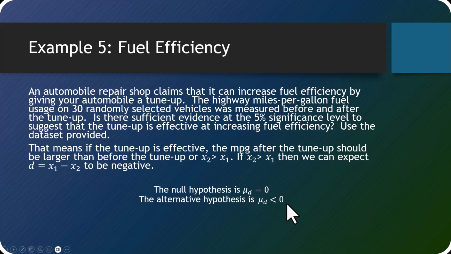than 0. And again, if I had changed this orientation, if I had made d equal to x2 minus x1, then my alternative hypothesis would have been mu d greater than 0. So the alternative hypothesis, it all depends on how you define this difference.